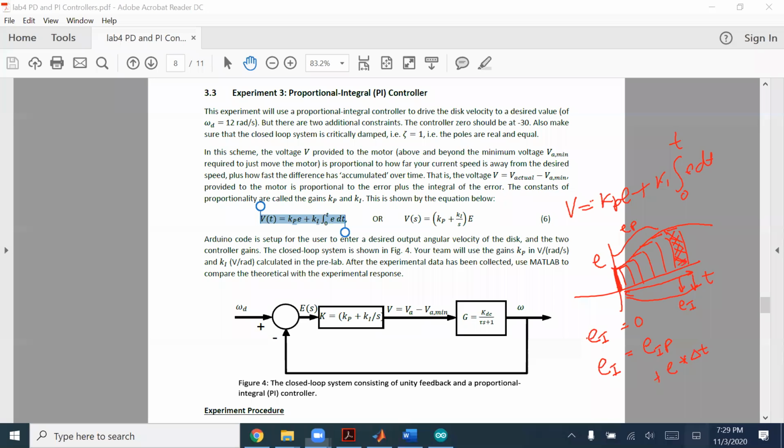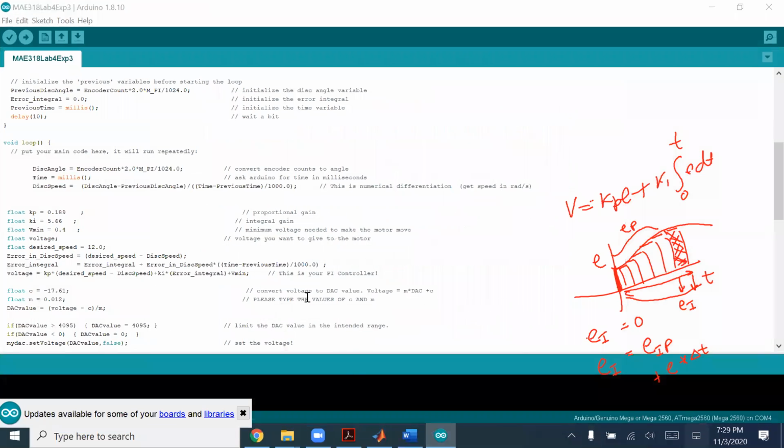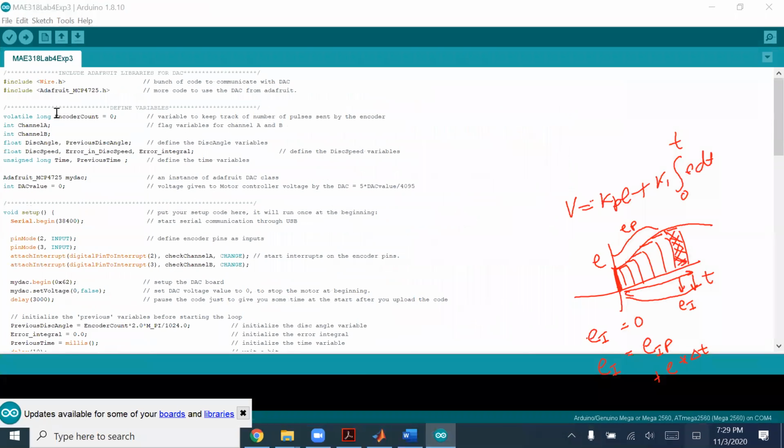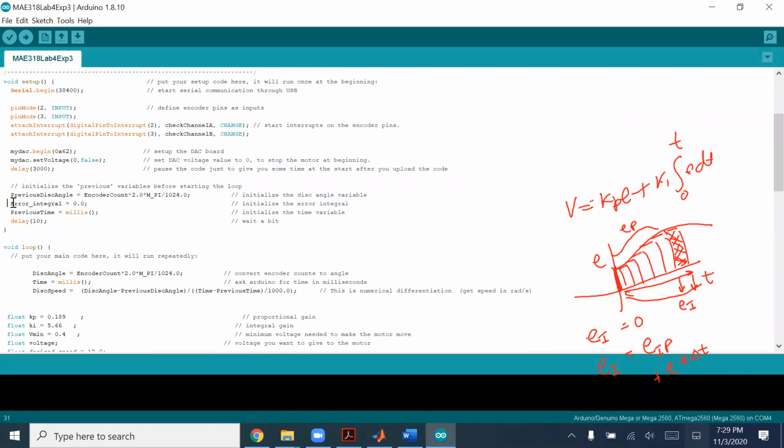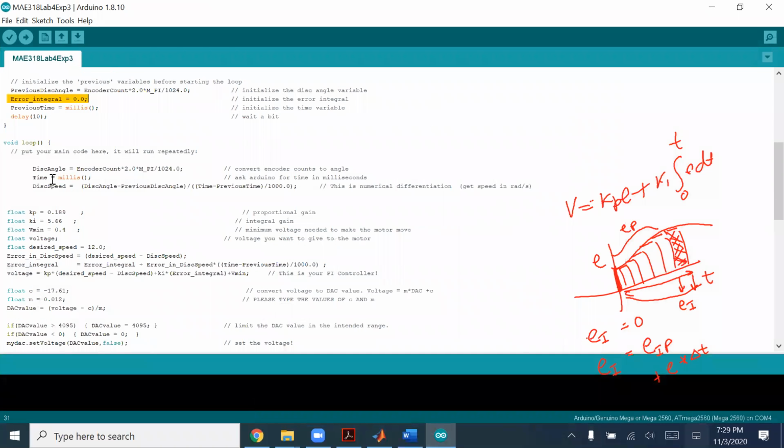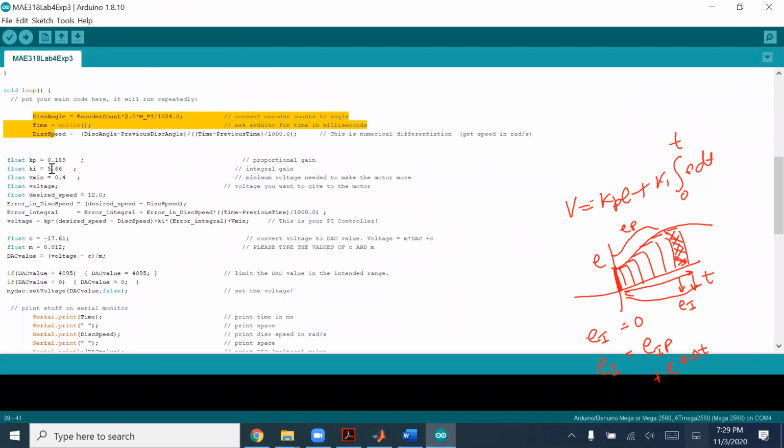Okay. And let's see that in your Arduino code right here. In the beginning, you define all your variables and do all the setup function. Inside the setup function, I'm also setting the error integral term. So first you calculate the disk angle, do the time, differentiate to find the disk speed. Define your Kp gains, Ki gains, and Vmin. Kp and Ki we just found by theory. The desired speed is 12. So the error in the desired speed is just desired minus the disk speed.